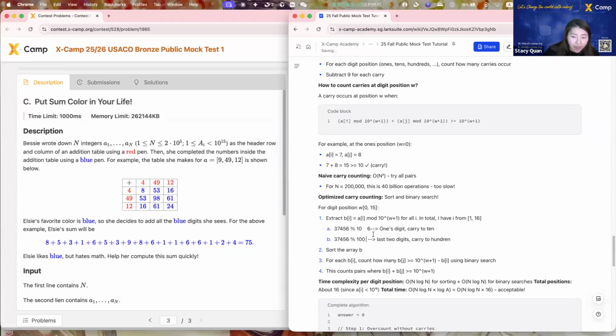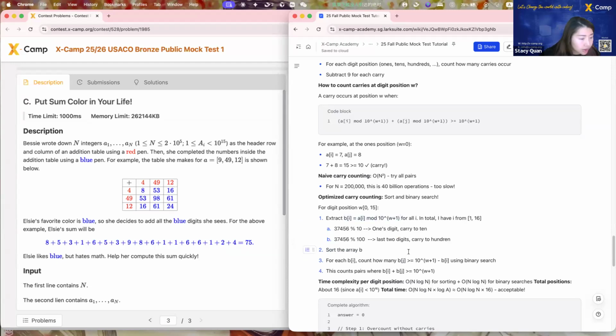So in total, I would have 15 or 16 such arrays, for positions 1, 2, 3, 4, 5, and so on up to 16. Since A_i is up to 10 to the power of 15, you could have a carry when adding two A_i together. So you will have 16 such arrays, where each array stores the last few digits of an input number. We want to sort the array B, which is built from taking the last few digits.